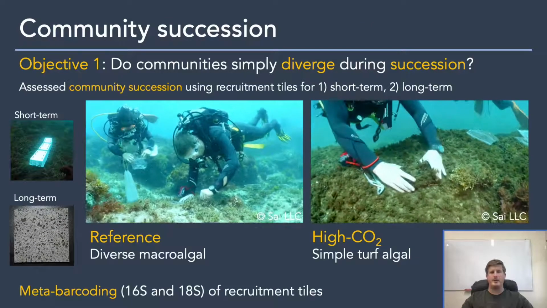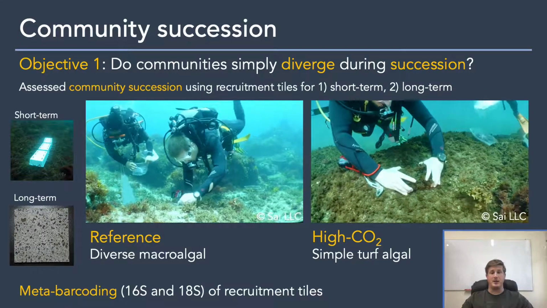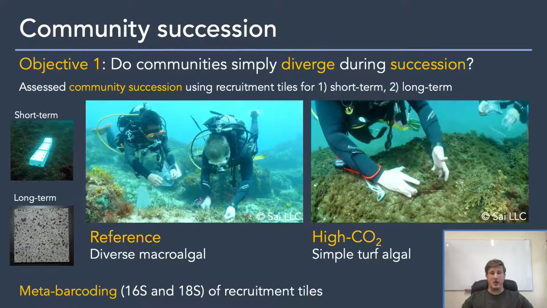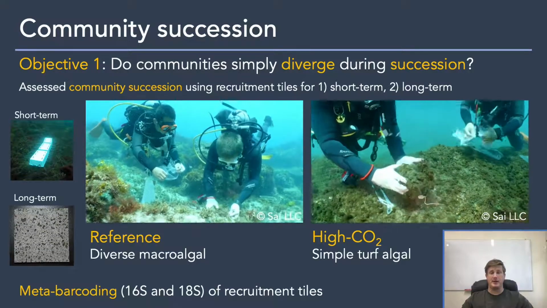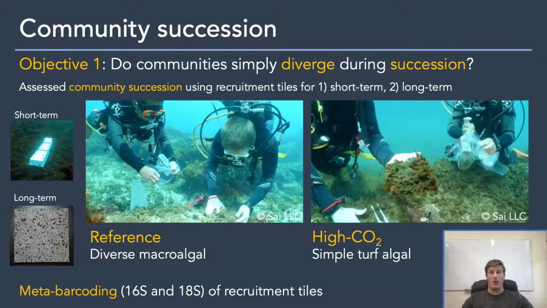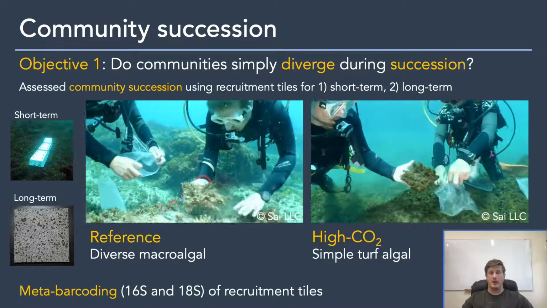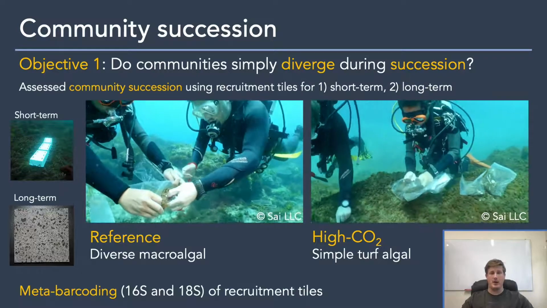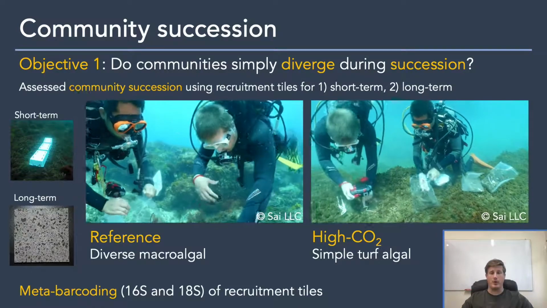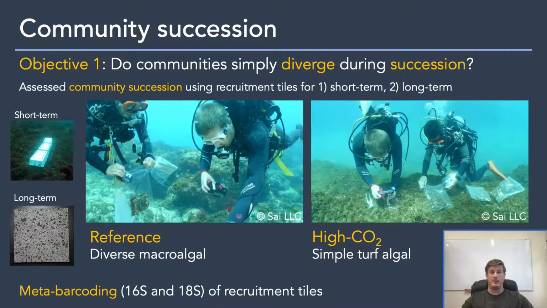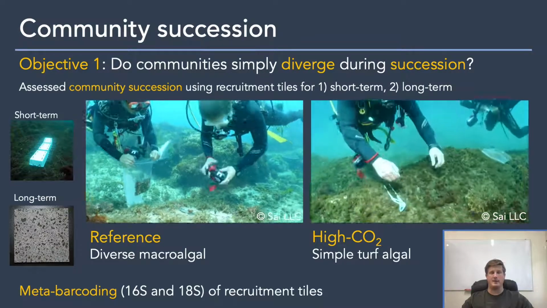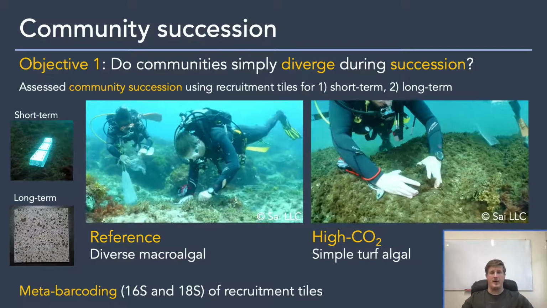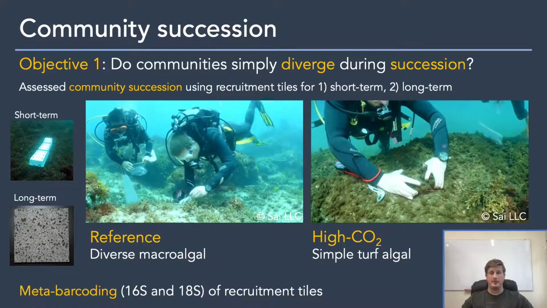So one of the first experiments we looked into was assessing the community succession and development, as we wanted to ask the question as to whether the communities simply diverged during this time and went off on different trajectories. So we assessed this at two temporal scales: a short-term experiment where we looked at recruitment on Perspex slides for up to a 3-week period at about 5-day intervals, and a longer-term experiment where we looked at some of the community development up to 2 years.